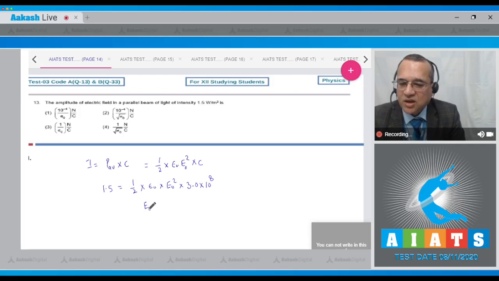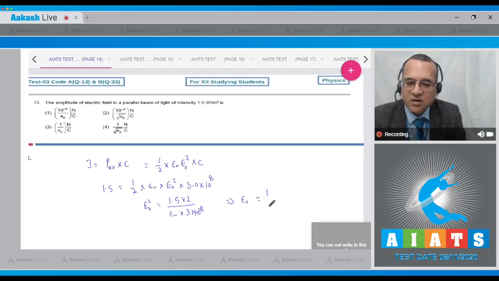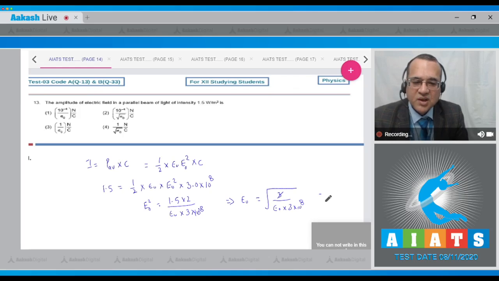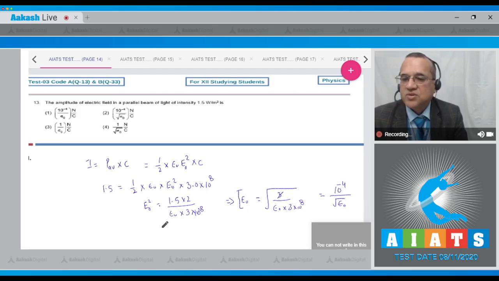And you know E naught will be equal to the root of 1.5 into 2 divided by epsilon naught times 3 into 10 to the power 8. Right? So what is the amplitude E naught equal to? E naught equal to the root of this one, that is 3 divided by epsilon naught times 3 into 10 to the power 8. So 3 will cancel with 3, and you take the root, and it becomes 10 to the power minus 4 divided by the root of epsilon naught. So this should be the value of the amplitude. So the answer to this question is the second option.